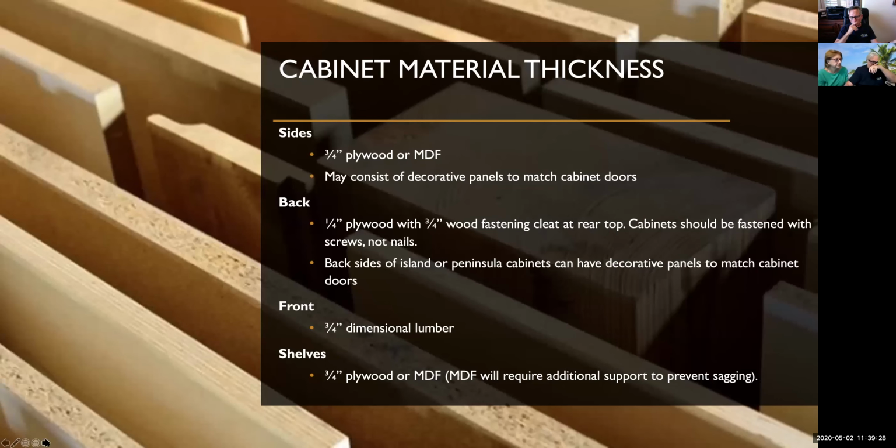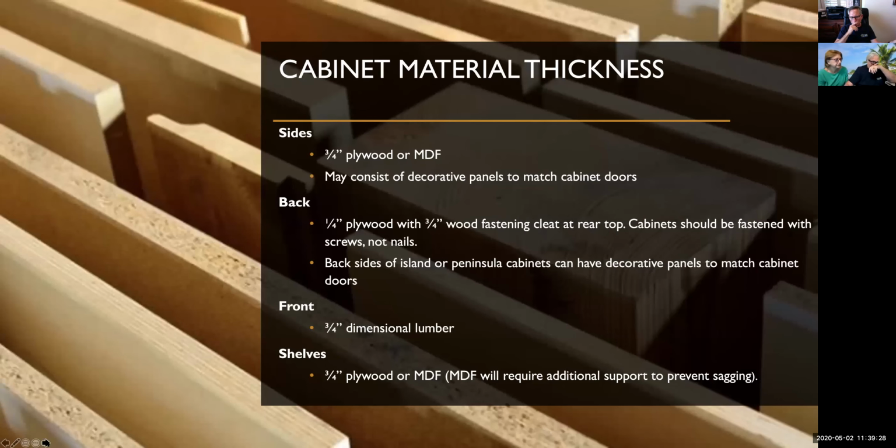You can also put decorative panels on the outsides of the sides to match your cabinet door, so it gives it a more finished look. The back, again, is 1/4 inch plywood with a 3/4 inch wood fastening cleat at the top rear. The cabinet should be fastened with screws and not nails. The back sides of an island or peninsula can have decorative panels to match the cabinet doors as well.